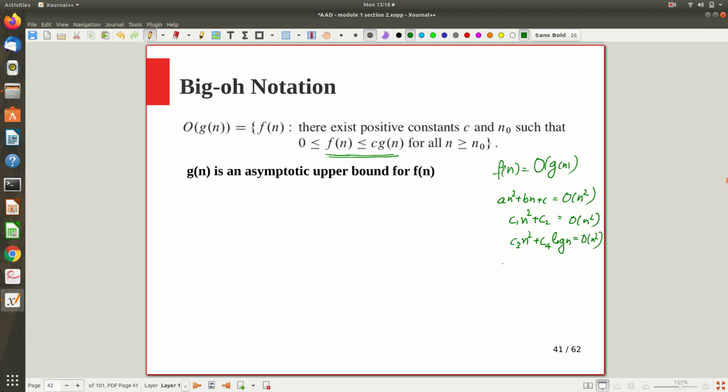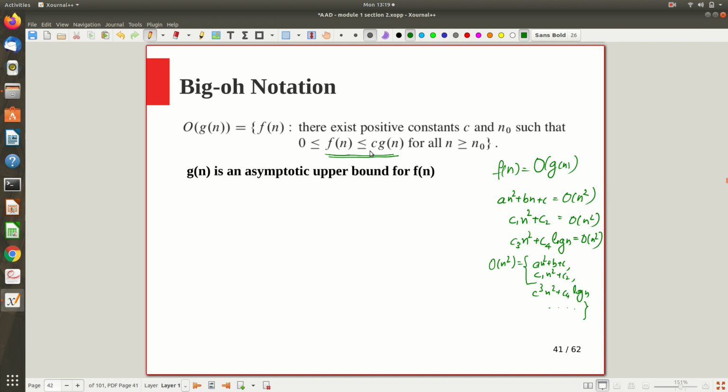So what I'm saying is that big O of n square is the set of all such f of n. In that set, a n square plus b n plus c will come, another candidate c1 n square plus c2 will come, another candidate c3 n square plus c4 log n will come, etc. So this is a set. Many functions will have this upper bound n square. So that is the meaning: I'm saying the upper bound of something is n square, and many functions can be mapped to this n square. At this point, the dominant term is n square, but mathematically you have to show this kind of relation.